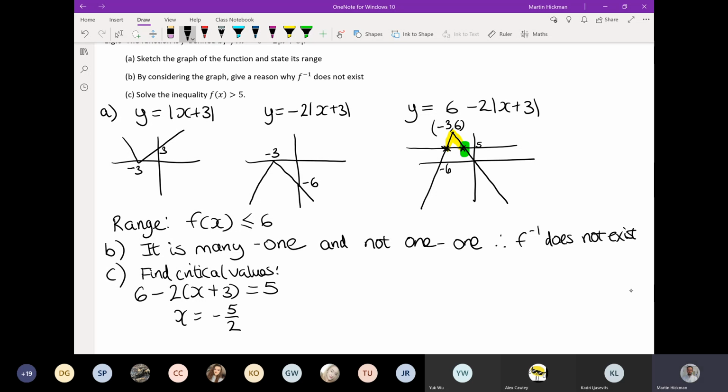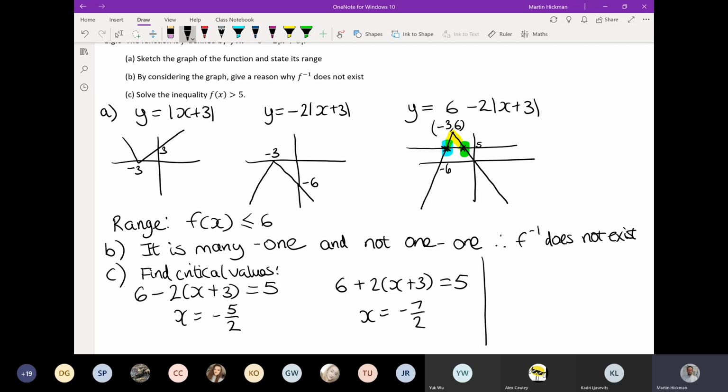To find the other critical value, again, I'm assuming that we're all okay with solving equations like this. To find the one that I'm highlighting in blue, this is where we have reflected this line. So I'm just going to simply change that -2 to a +2, because I want to treat that x plus 3 as minus x minus 3 now, because it's been reflected. So to find that solution, just make that +2, solve it, and we'll get -7 over 2.